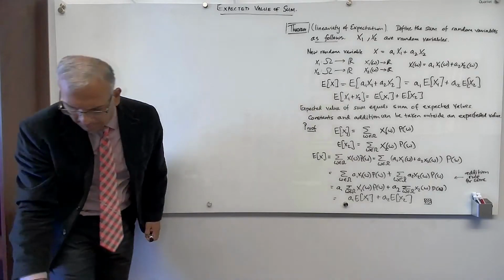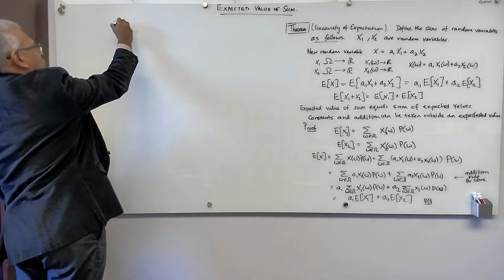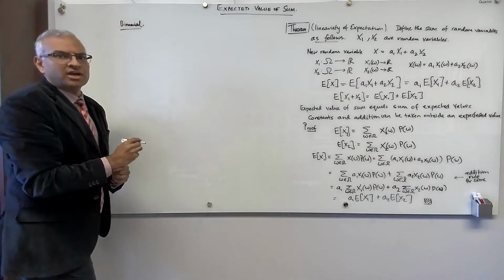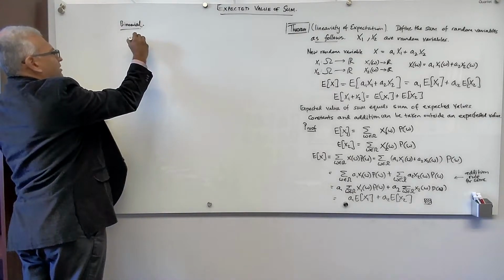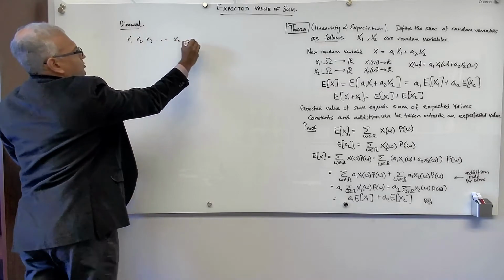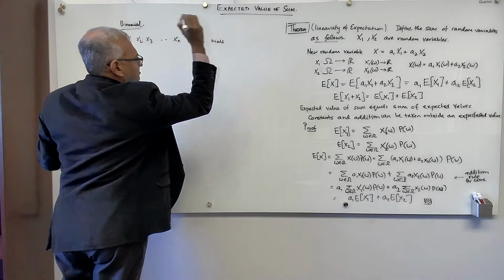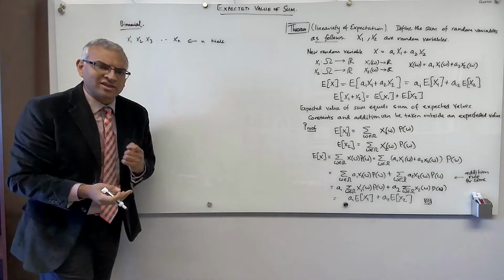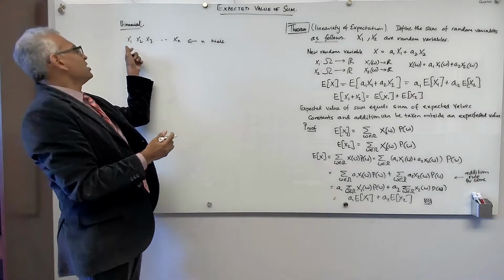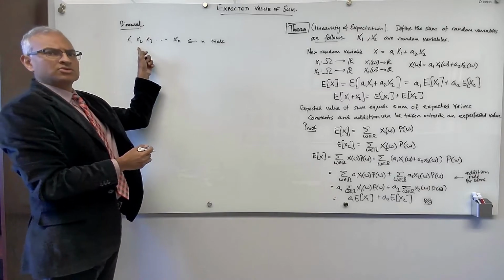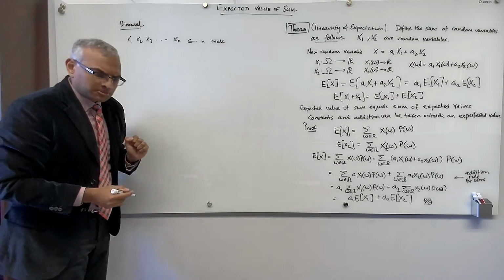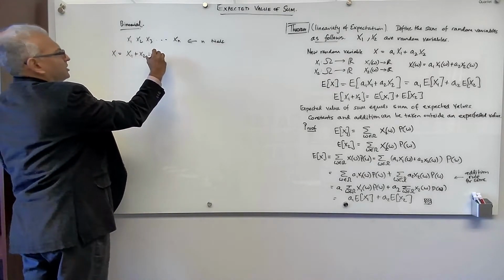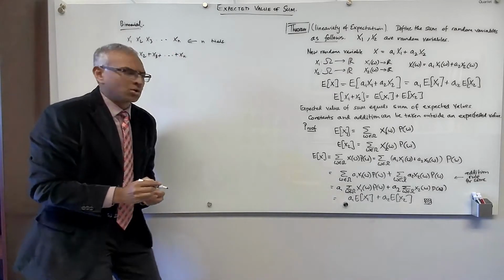Let's do the binomial. Remember the binomial: you have n trials. Let's call each trial X1, X2, X3 up to Xn. Each of these X's indicates success or failure on that particular trial. Did the first trial succeed? 1 or 0, 1 for success. Second trial succeed? 1 or 0, 1 for success, and so on. So the total number of successes, X, is equal to X1 plus X2 plus X3 up to Xn. That's the total number of successes.